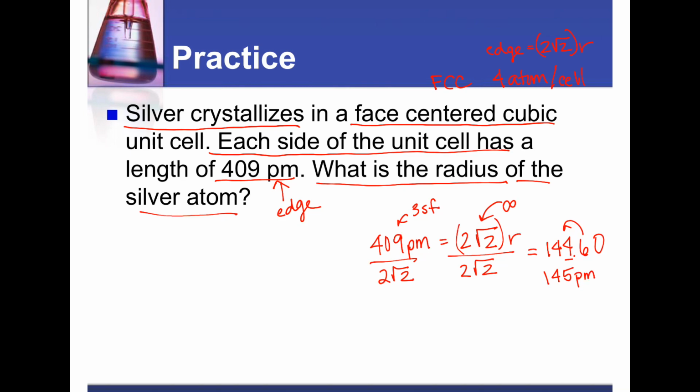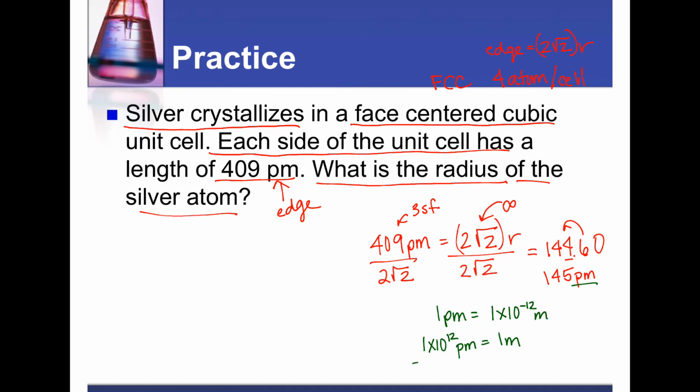Now just a little plug here, if you're not super familiar with picometers, picometers are 1 times 10 to the negative 12 meters. So 1 picometer is a very small portion of a meter. Again, another way you could write that is 1 times 10 to the positive 12 picometers is equal to 1 meter. Either way you write that, it means the same thing.